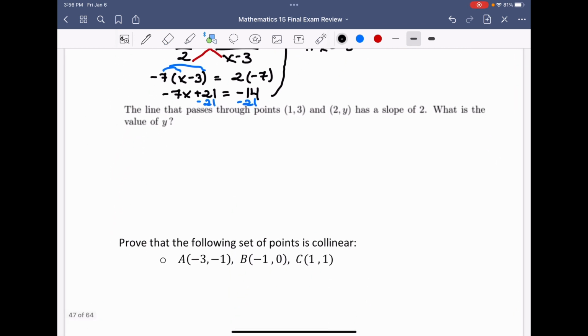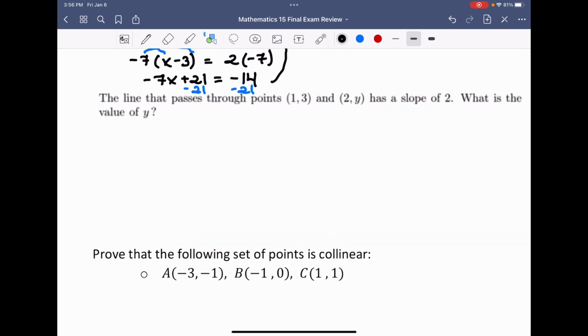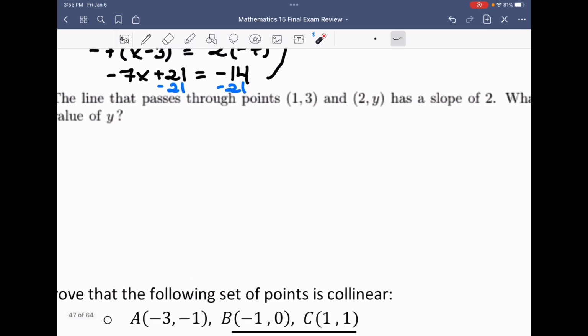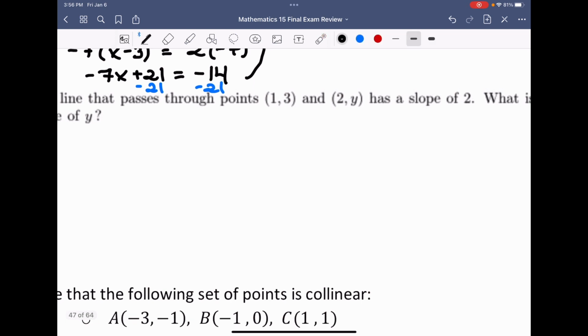All right, the line that passes through these points and has a slope, what is the value of y? It's actually the same problem. Now they're just saying, instead of calculating for x, let's calculate for a y value. So we're going to do the same thing that we did in the last problem. We're going to use that slope formula, but I also want you to pick out right away, say, this could be 1, this could be 2. Order doesn't really matter as long as we keep them in that order when we do the calculation.